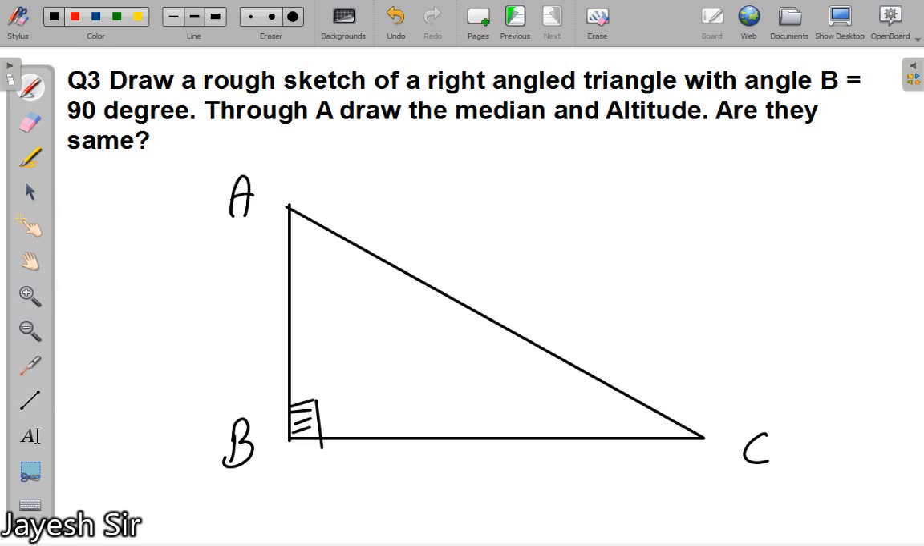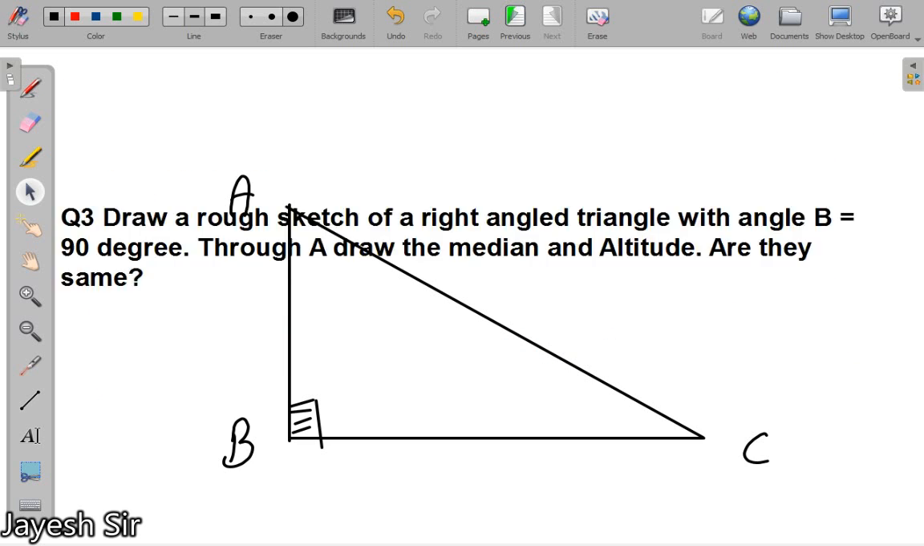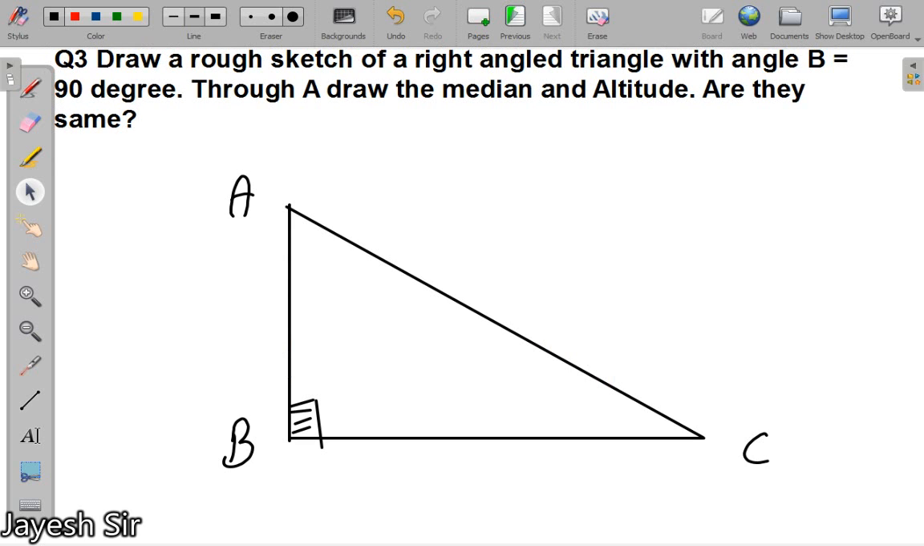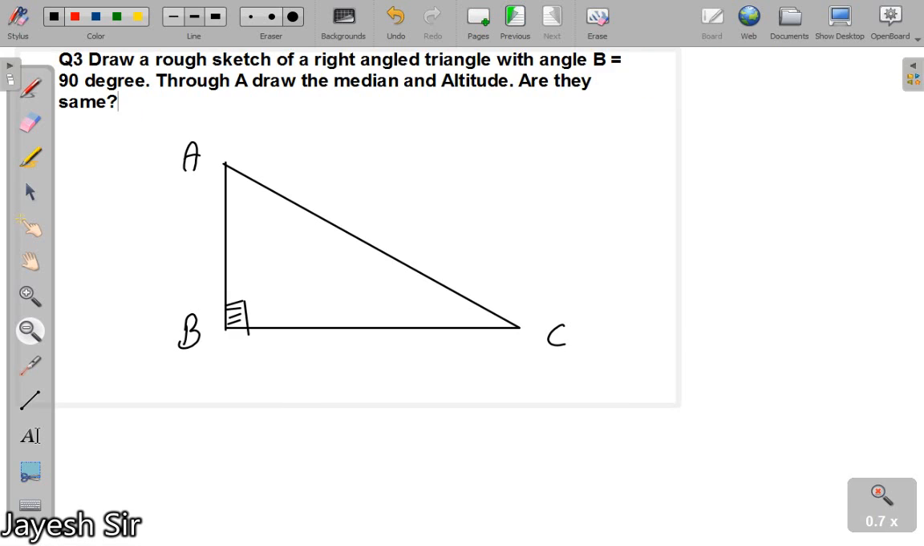Okay, so draw this one. If you are not done drawing, pause the video, draw it, and then move forward with the video. Now through A, draw the median and altitude. From point A, we have to draw the median and altitude. We are going to use the same method again. We will find the midpoint of BC and we will draw the median.